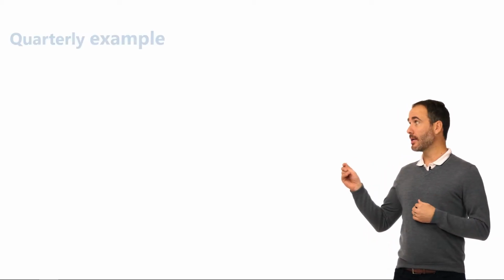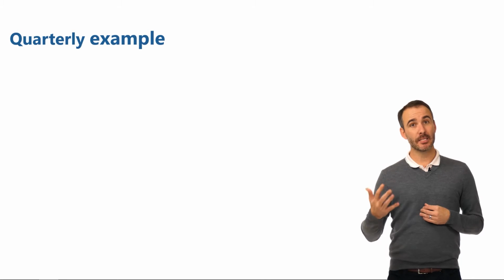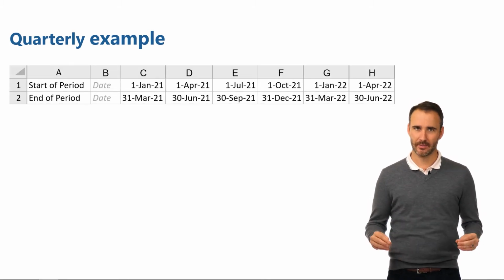Different models require different periodicity, and before you start modeling, you have to decide on this and then build the timing resolution of the model. What do I mean by this? Let's look at an example with a quarterly periodicity for 6 periods or 1.5 years.